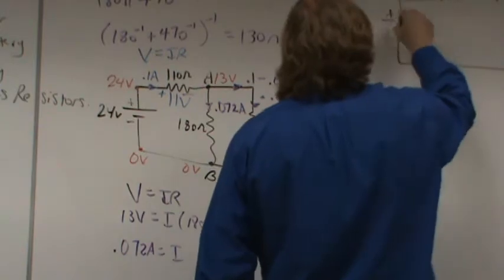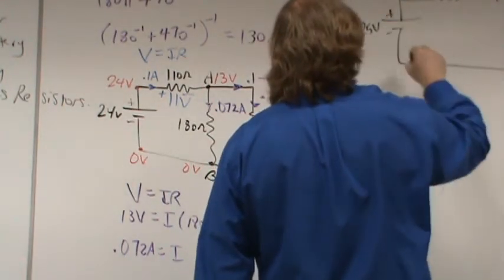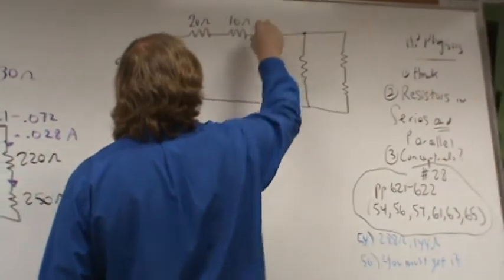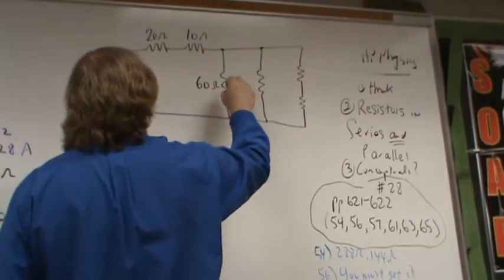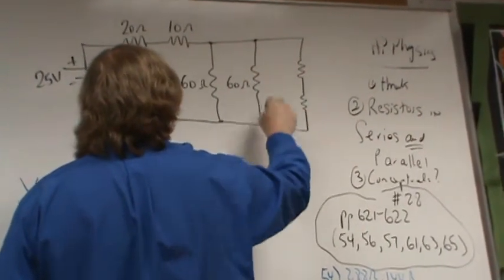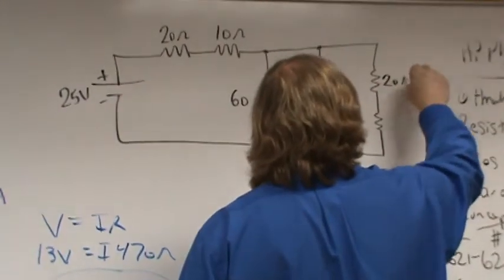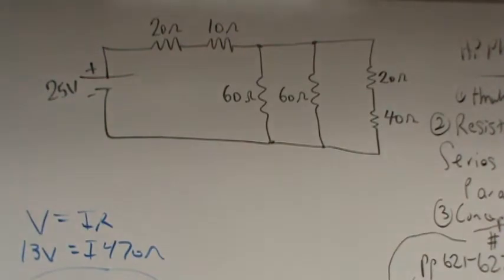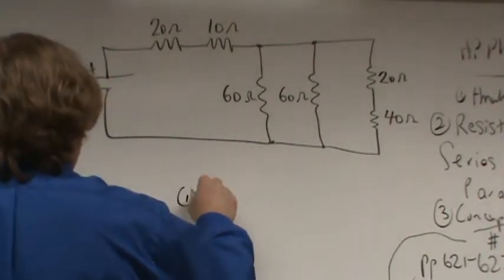Okay. This is a 25 volt battery. This is a 20 ohm resistor. This is a 10 ohm resistor. This is a 60 ohm resistor, another 60 ohm resistor, and then this is a 20 ohm resistor, and this is a 40 ohm resistor. All right. And you're going to get the following.